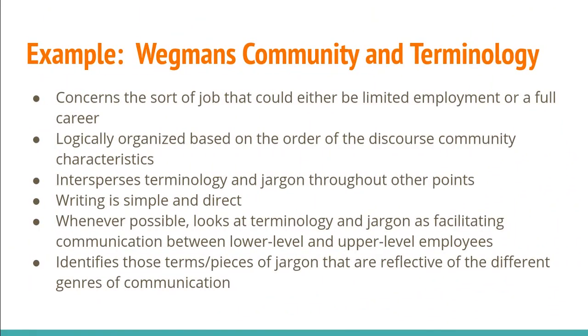The other example I've got posted has to do with the Wegmans discourse community and the terminology that goes along with it. Now, it's important to note here that this is evidence that we don't just have to be talking about academic pursuits. This concerns the sort of job that could either be limited employment or a full career, either one. The essay is logically organized based on the order of the original discourse community characteristics, and this is useful because it means the whole thing's very easy to navigate. You know exactly where everything is and is going to be.